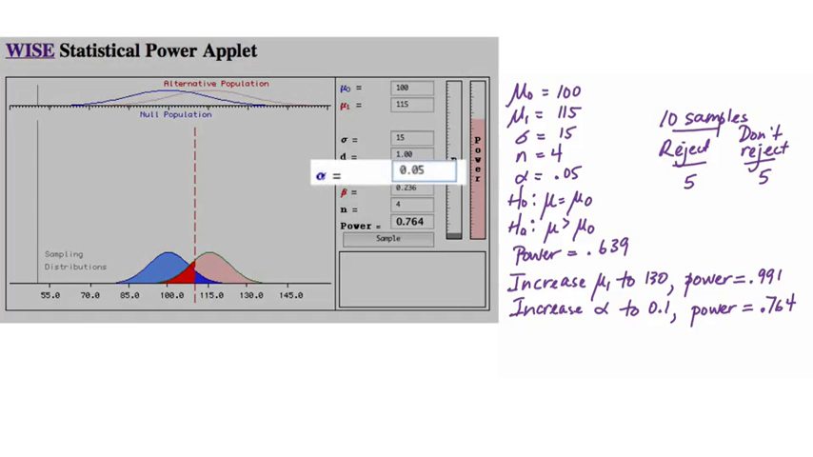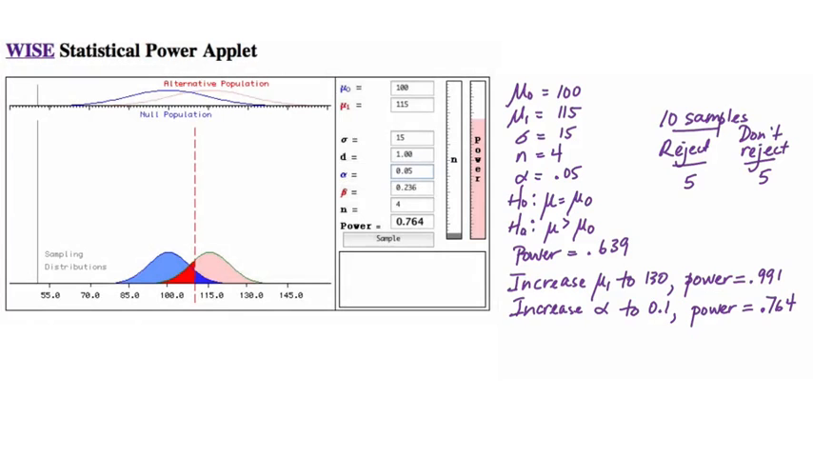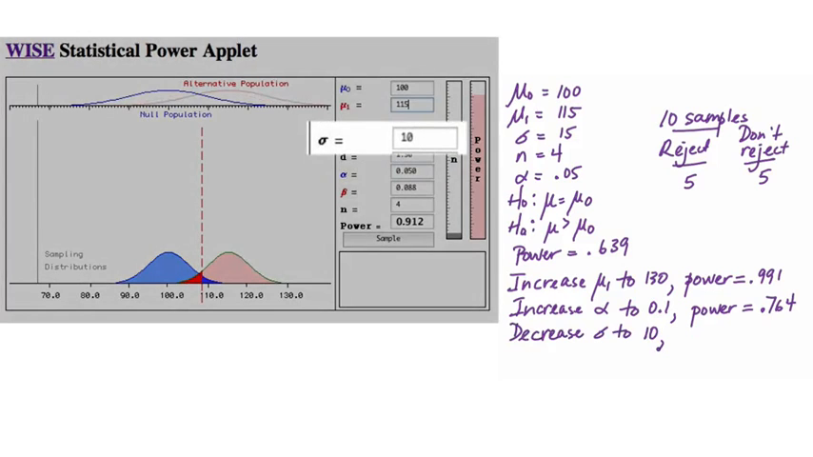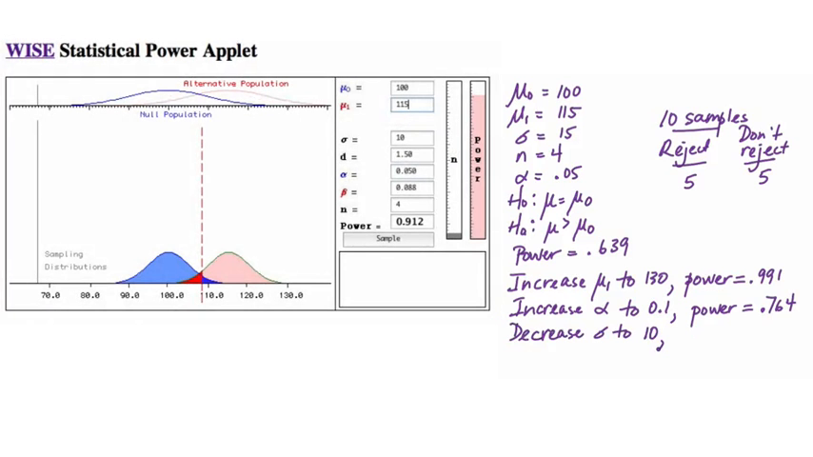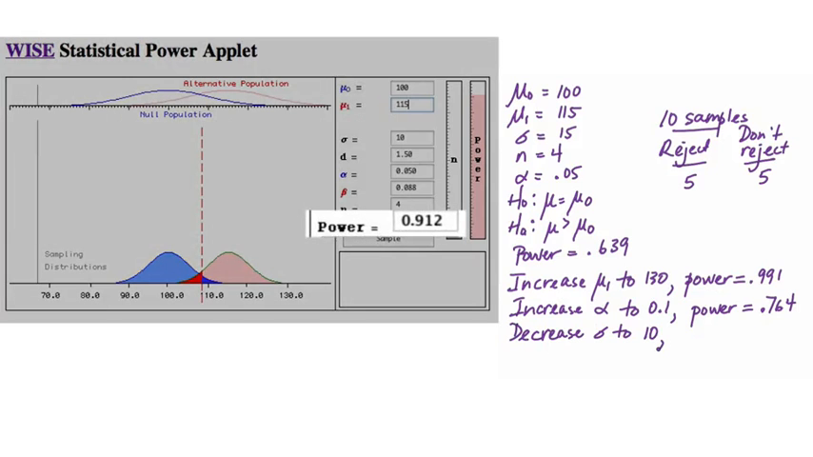Less variability should give us more precise estimates, and that's good. So let's change sigma from 15 to 10. The distributions may appear to have the same spread, but if you look carefully at the applet, the scale is changed, reflecting the smaller value of sigma. Of course, increased precision is a good thing, and this has increased our power to 0.912.